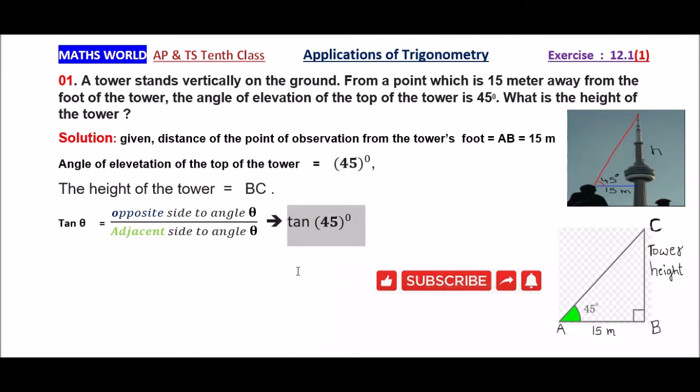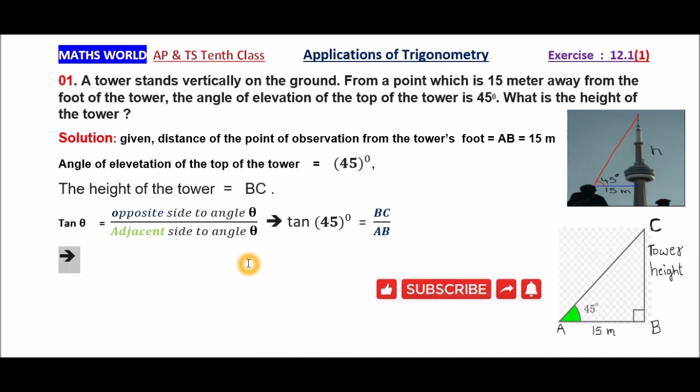So here, given tan theta, theta is 45 degrees. So tan 45 degrees is equal to BC by AB. You understand? So what is the value of tan 45? 1. So 1 is equal to BC, which is not given, so as it is, you write BC divided by AB, which is 15 meters. So BC divided by 1 is equal to BC divided by 15.